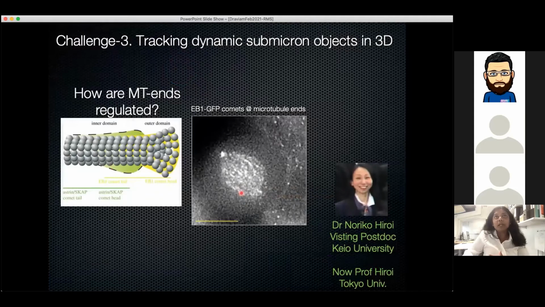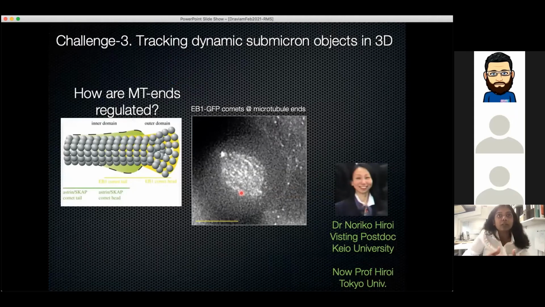So very quickly, I want to move on to the third challenge. So we are able to look at the entire spindle. At the same time, I told you there are also the spindle microtubules that build the spindle that are being regulated, which ultimately affects spindle function. So how are these microtubule ends regulated?